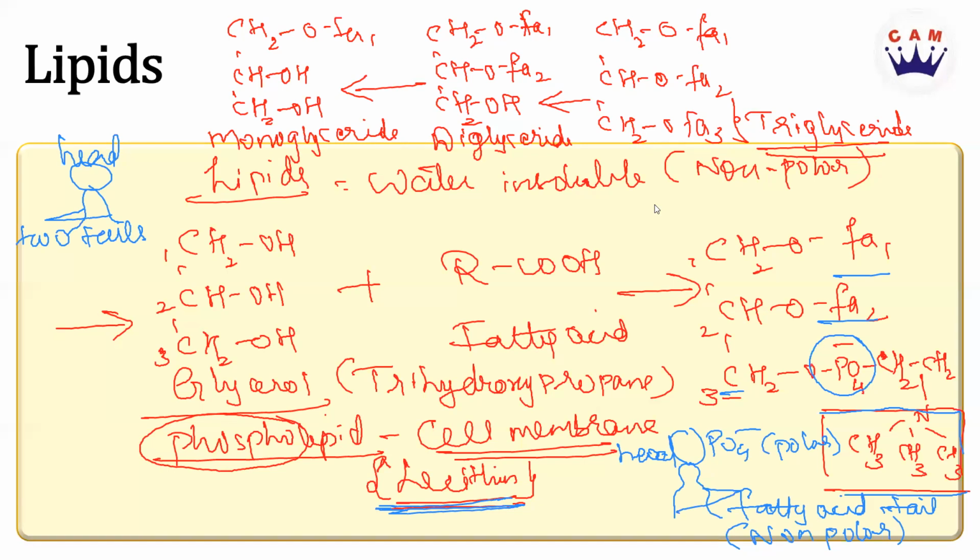Sir, if you want to show this phospholipid diagrammatically, the phosphate group attached to the third carbon is the head. The fatty acids attached to carbon 1 and carbon 2 are the tails. Since the phosphate group has a negative charge, the head is polar. Fatty acids do not have any charge. Therefore, tails are what? Non-polar. Understood? Is it clear?